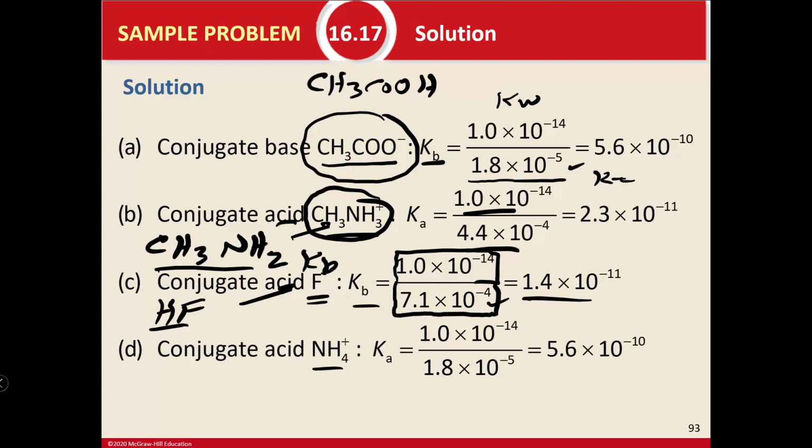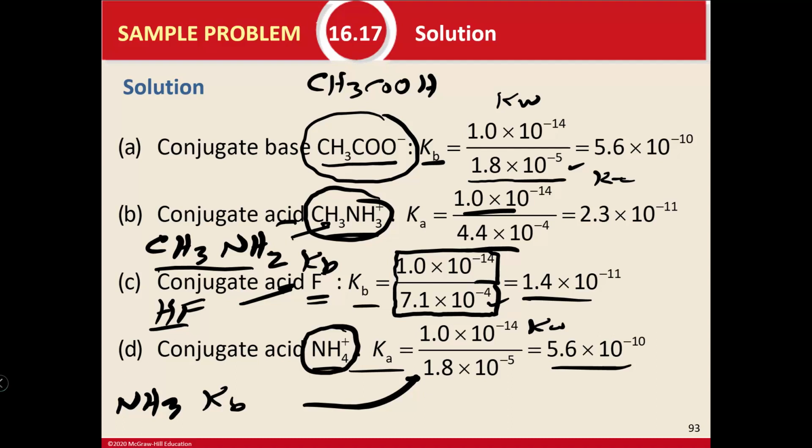Same thing on this last one here. We know that the ammonium ion comes from ammonia. And so I need to look up the Kb for ammonia. There it is. Here's the Kw. So Kw divided by Kb gives me the Ka for the ammonium ion, the acid here, the conjugate acid.